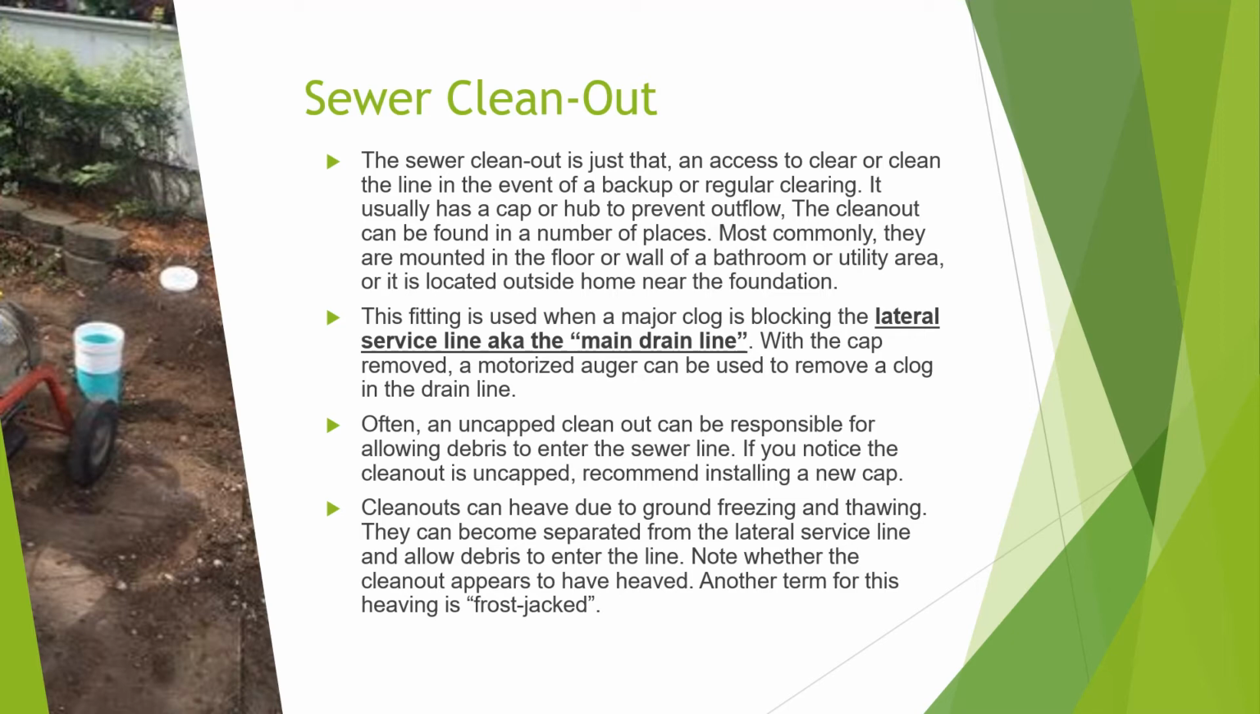The fitting is used when a major clog is blocking the lateral service line, aka the main drain line. With the cap removed, a motorized auger or a snake can be used to remove a clog in the drain line. Often, an uncapped cleanout can be responsible for allowing debris to enter the sewer line. If you notice the cleanout is uncapped, recommend installing a new cap.